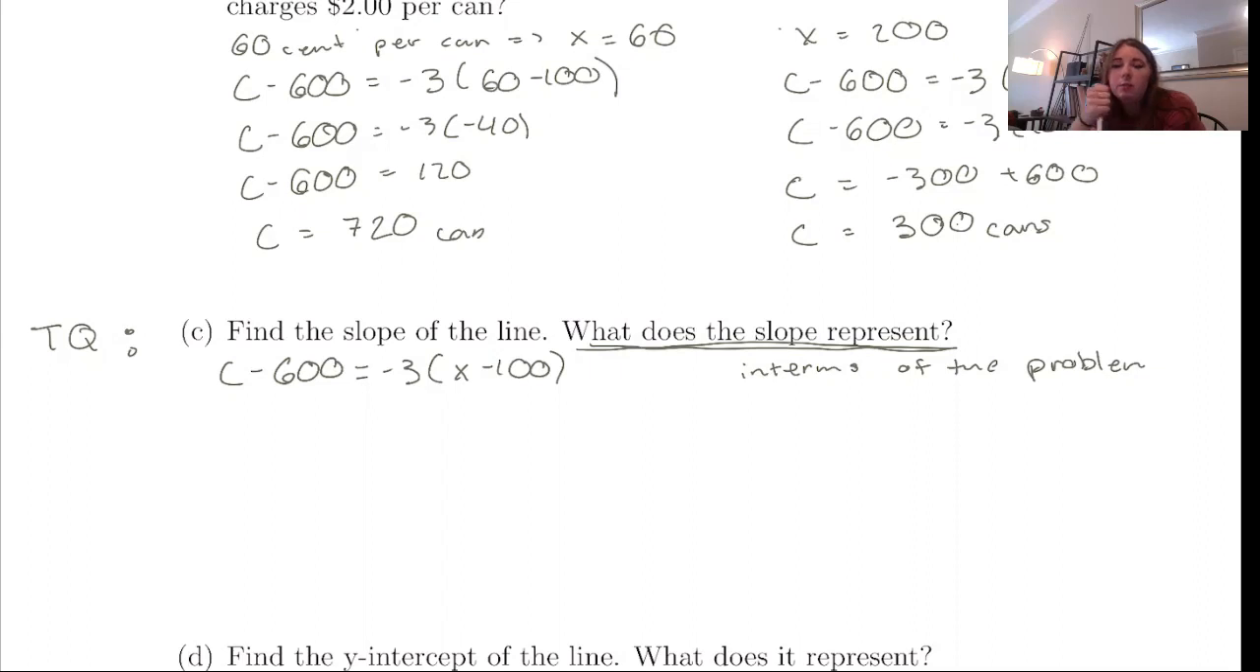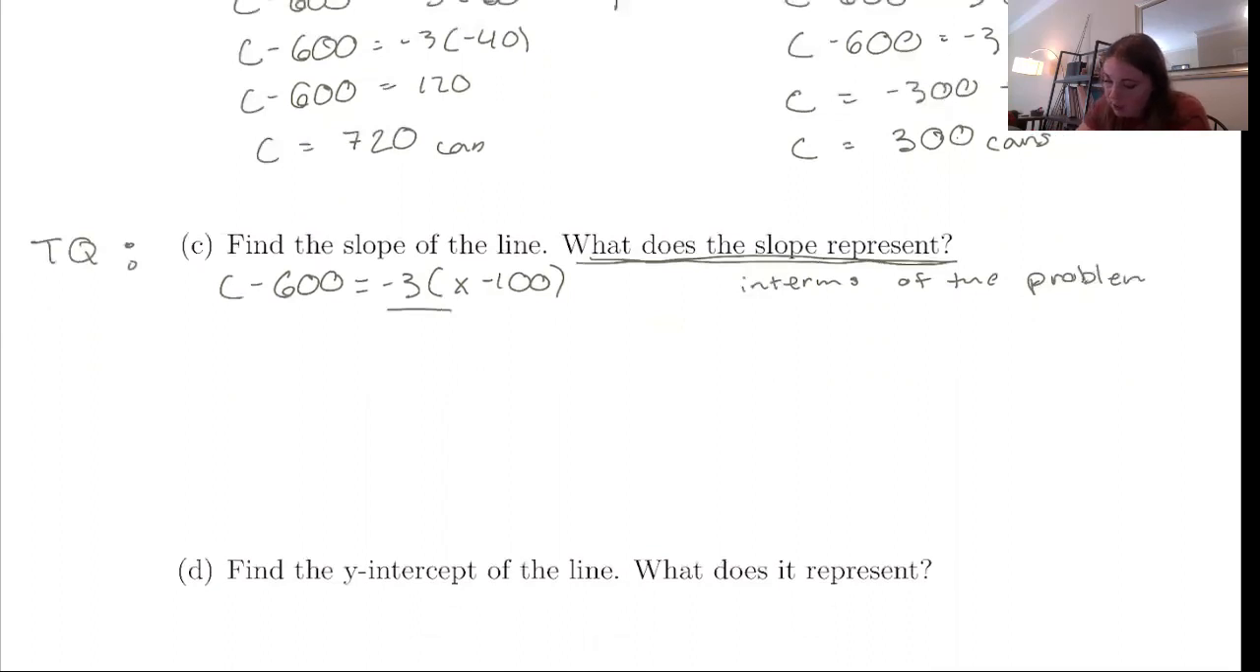Point-slope, right? So all the numbers that are in this are either going to represent a point or the slope. So which of these three numbers is going to represent the slope? Think about it, -3, right? 9 times out of 10, it's going to be the coefficient in front of x right there. So that's our slope.